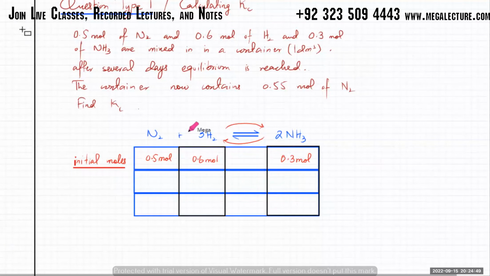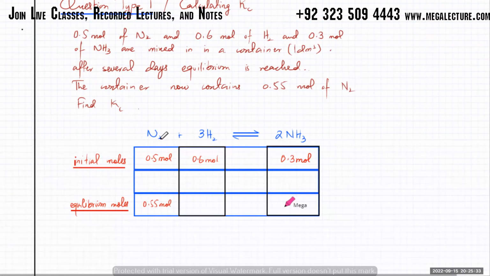Now, we don't know what is the point when that equilibrium is reached, right? But they gave us a hint and they told us that after several days, when equilibrium has been reached, the container now contains 0.55 moles of N2. So I'm going to use the bottom row, which is my equilibrium moles. After several days, when they actually opened the container, what they found was that the amount of N2 now is 0.55 moles. And that's the only hint that's given, the equilibrium moles of N2.